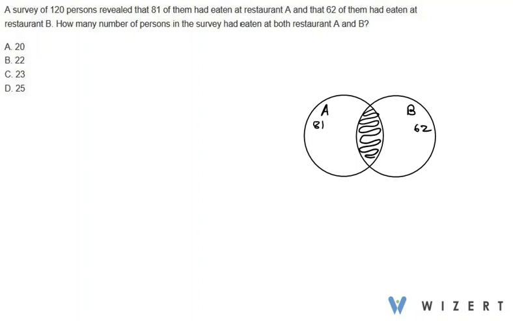So we have this. If we add the number of people who have eaten at restaurant A with the number of people who have eaten at restaurant B, we will get this overlap part counted twice. So AB is present in here and AB is present in here as well. So we will have to subtract one of these ABs in order to find the total number of people surveyed.